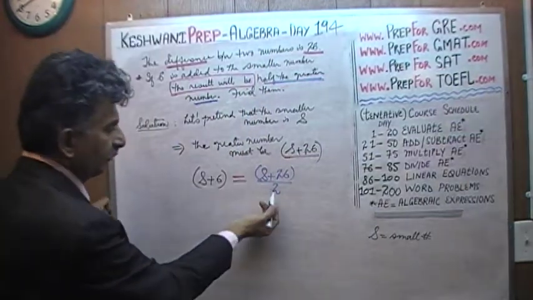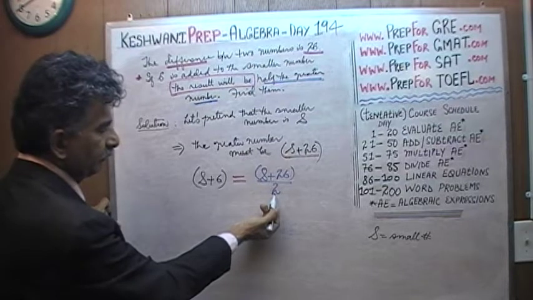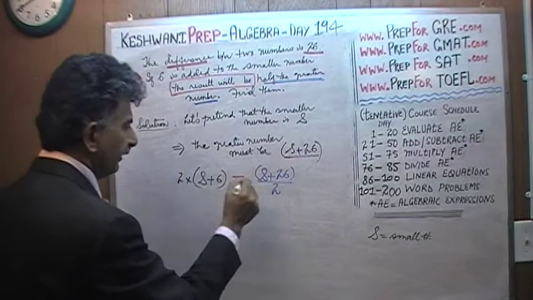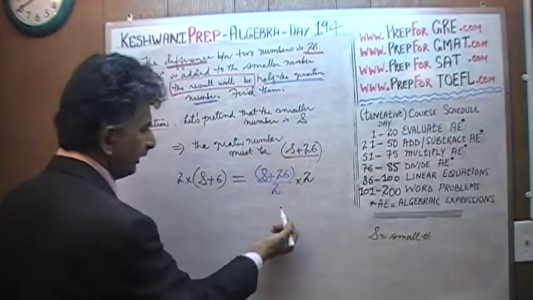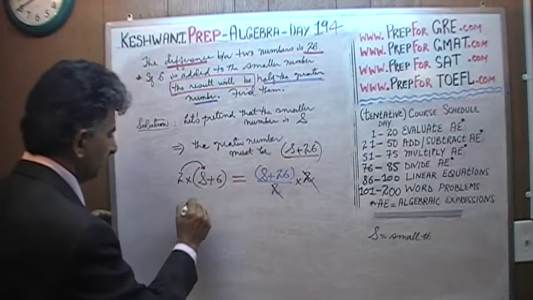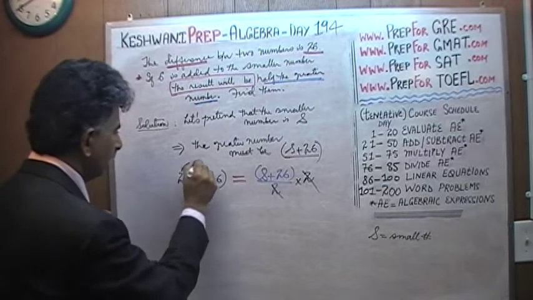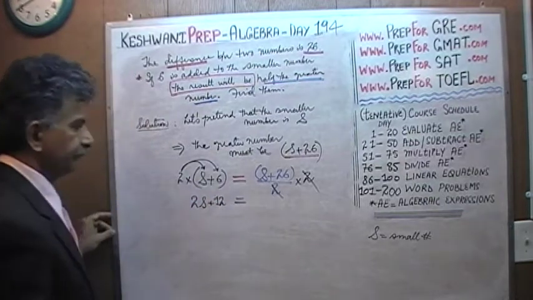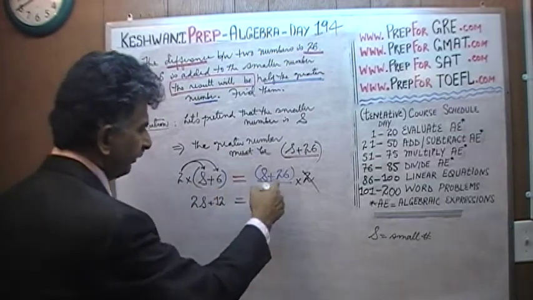So let's get rid of this 2 from the bottom. How do we get rid of this 2 from the bottom? Multiply both sides of the equation by 2. Multiply this side by 2. Multiply that side by 2. So that takes care of that too. Let's open the parenthesis. 2 times S is 2S. And 2 times 6 is 12. And here we have S plus 26.